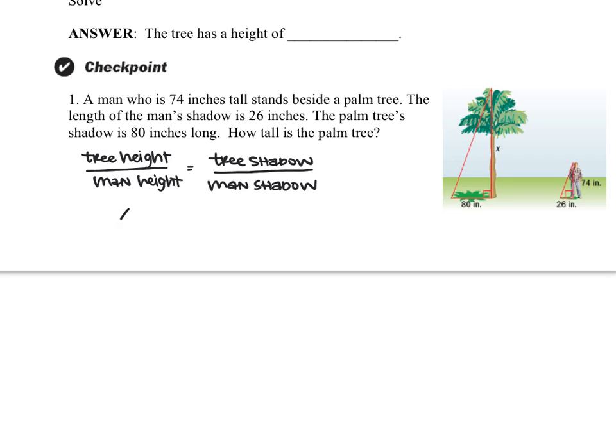So the tree's height is what I don't know, that's x. The man's height is 74 inches. The tree's shadow is 80 inches and the man's shadow is 26. You'll notice again, I'm just using this idea of corresponding sides here. So I'm matching up the heights and the shadows because they correspond. And now I can use cross products to solve this. So I have 26 times x equals 80 times 74.